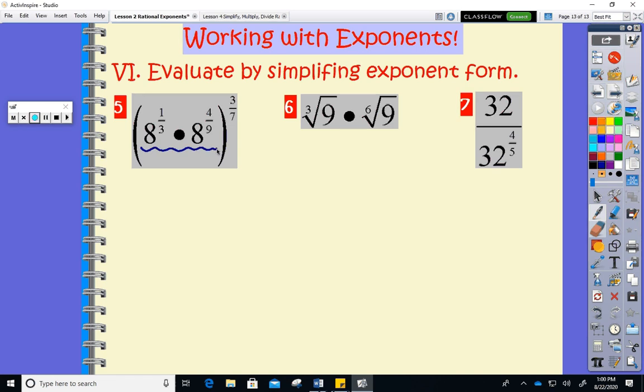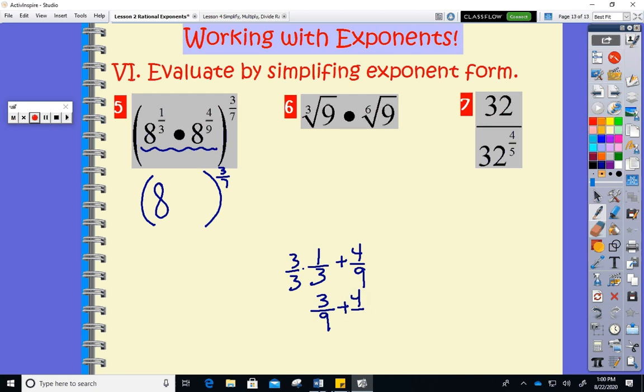Well, that's another situation where you're going to have to add the exponents, and we'll get to the 3/7 part in the outside soon enough. So on the inside, you got to say 1/3 plus 4/9. The common denominator is 9, so I'm going to multiply the first fraction by 3/3. So I can write it as 3/9 plus 4/9 is 7/9.